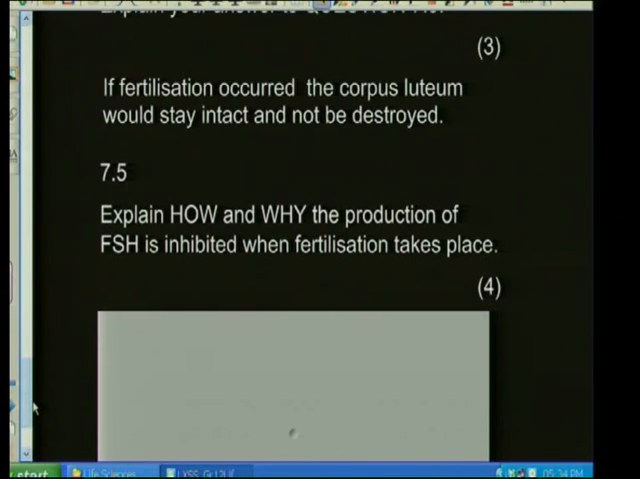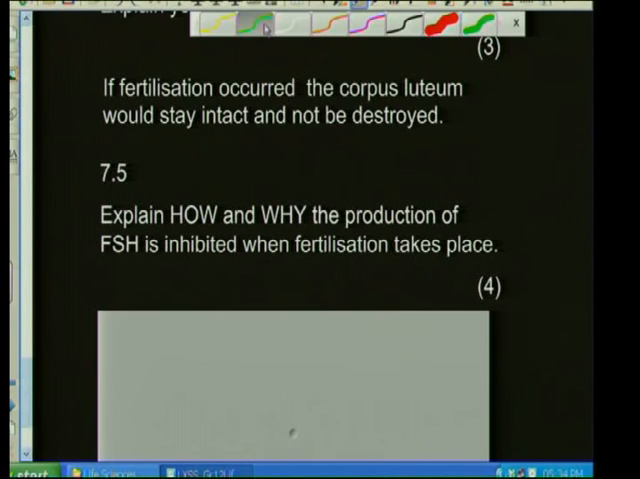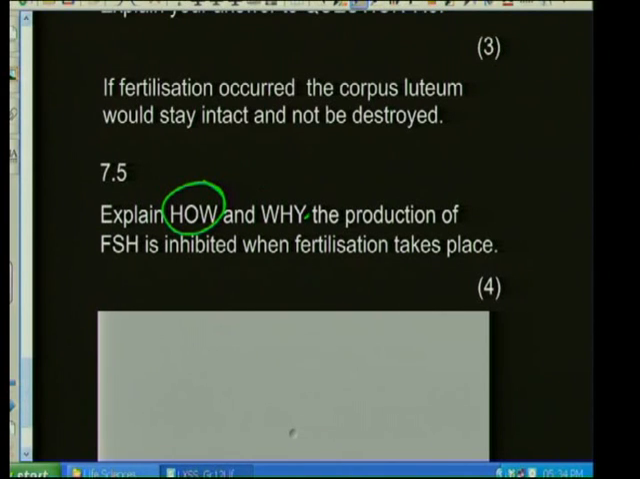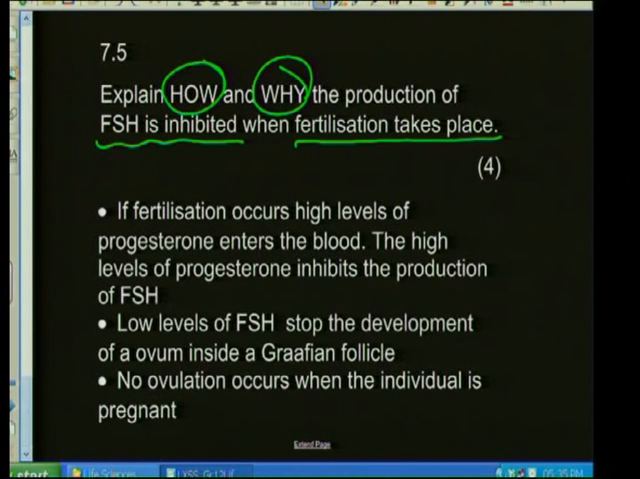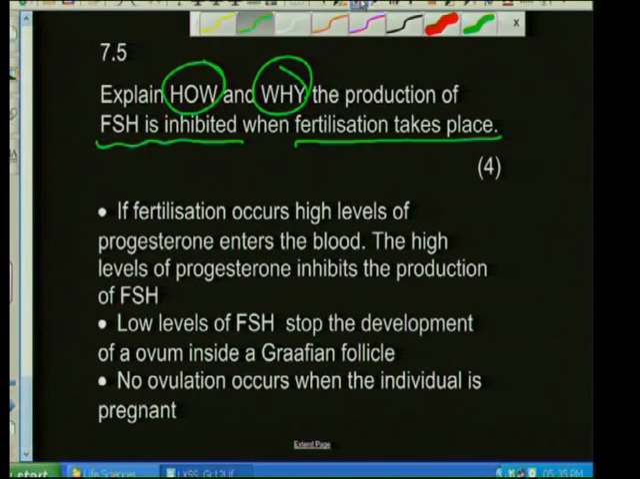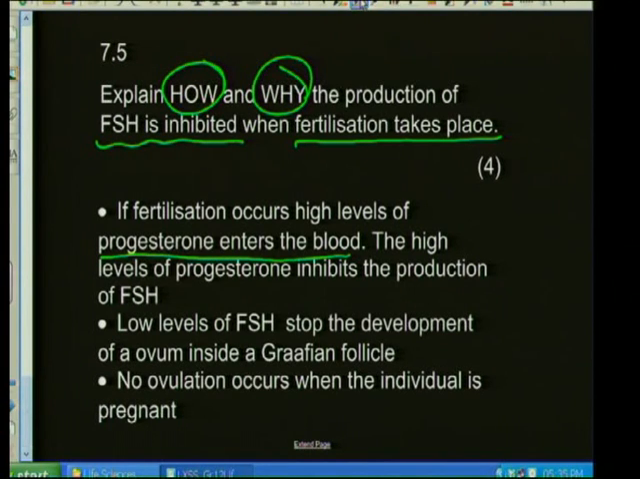Explain how and why. Now listen to this question very carefully. To explain how and why, there are two parts to it, the how and the why. The production of FSH is inhibited when fertilization takes place. We spoke about this in an earlier question, and the answer is obvious. If fertilization occurs, high levels of progesterone enter the blood. The high levels of progesterone inhibit FSH. So your answer actually starts there: high levels of progesterone inhibit the production of FSH.